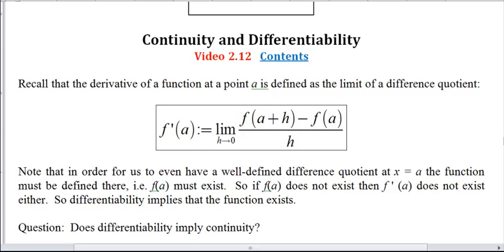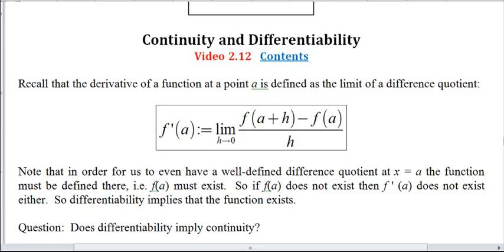This is Jack Jackson. We're going to talk today about continuity and differentiability and how they relate to each other. So recall that the definition of a derivative of a function at a point A is the limit of a difference quotient. So f prime of A is defined to be the limit as h approaches 0 of f of A plus h minus f of A over h.